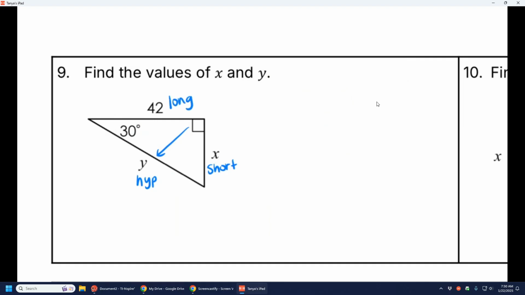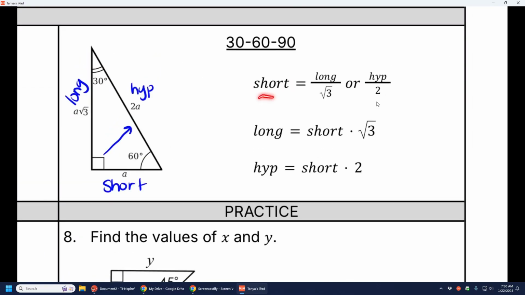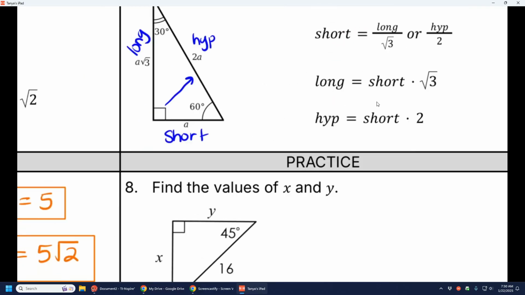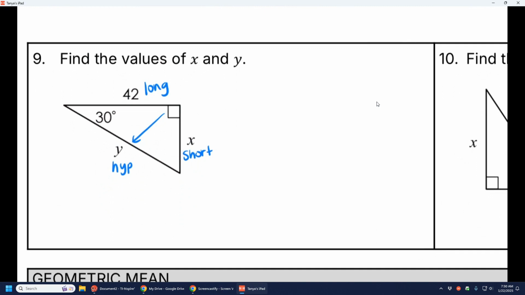Okay, so it's always easiest to find the short side first. So to find our short side, back to our notes, we can either do the long side divided by square root of 3 or hypotenuse divided by 2. But we have the long side in our problem, so we're going to use this one. Long divided by square root of 3. Okay, so x is our short side. We're going to do 42 divided by square root of 3.